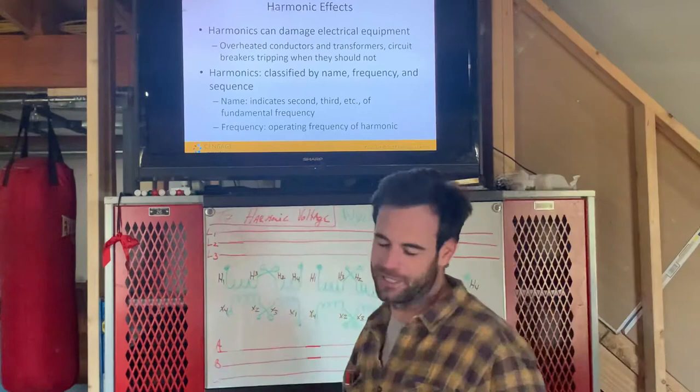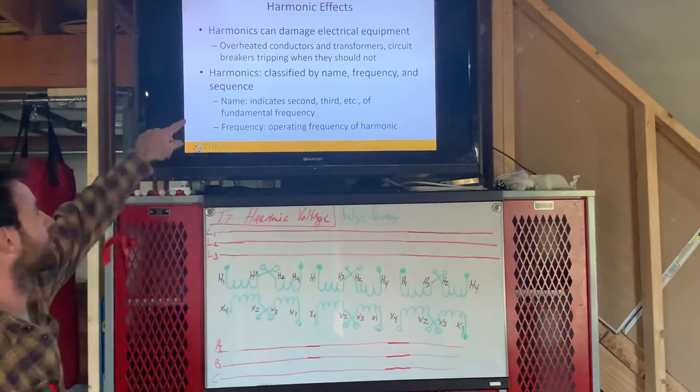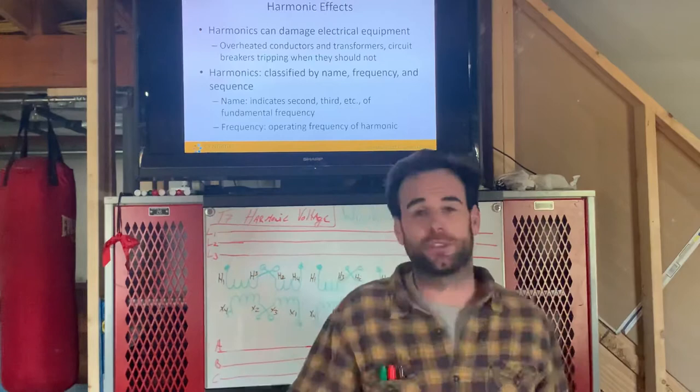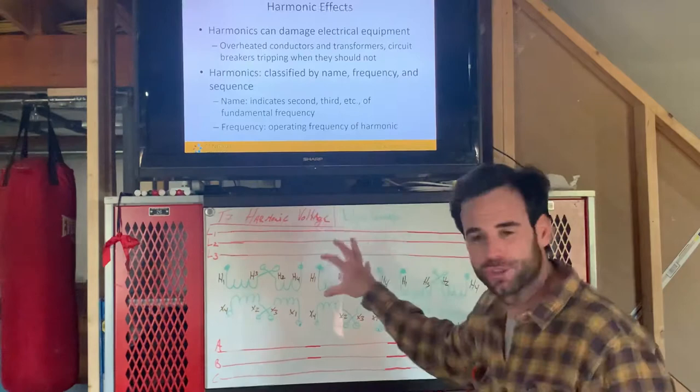They can damage our equipment because they'll cause unnecessary heating, unnecessary stress on the equipment, the overheating of conductors and transformers so it can burn them up, circuit breakers tripping when they should not trip. Another problem is the circuit breakers wouldn't trip when they were supposed to due to harmonics. Harmonics are classified by name, frequency, and sequence. And I'll put this PowerPoint up on Blackboard for you guys, and we'll start talking about the job now.